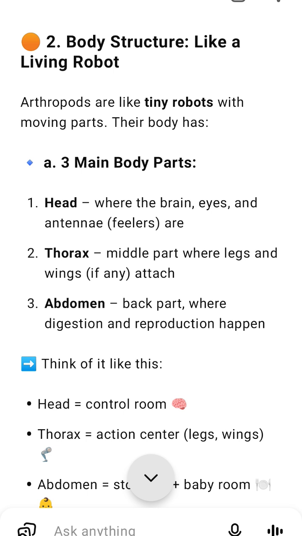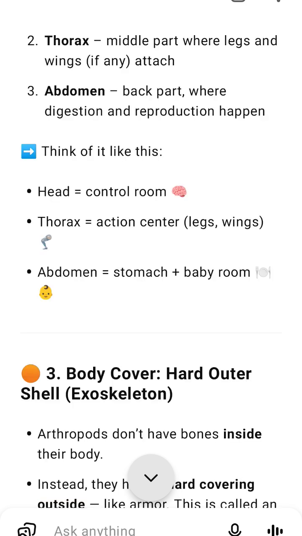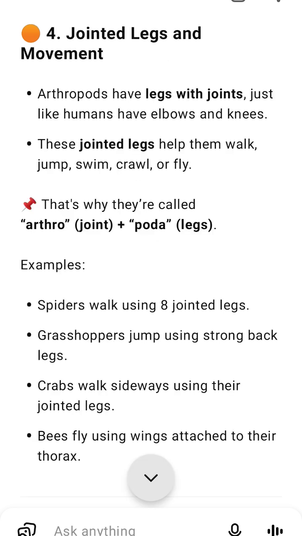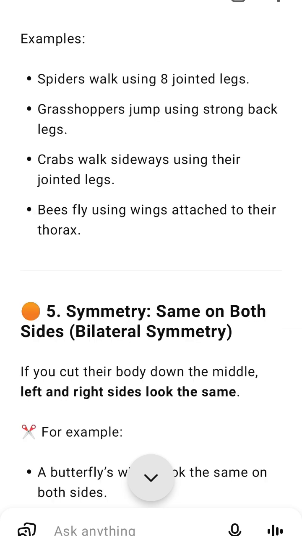7. Body divided into 3 parts. Most arthropods have a body divided into 3 parts. 1. Head has eyes, antennae and brain. 2. Thorax, the middle part with legs and wings in insects. 3. Abdomen, the back part with digestive and reproductive organs.